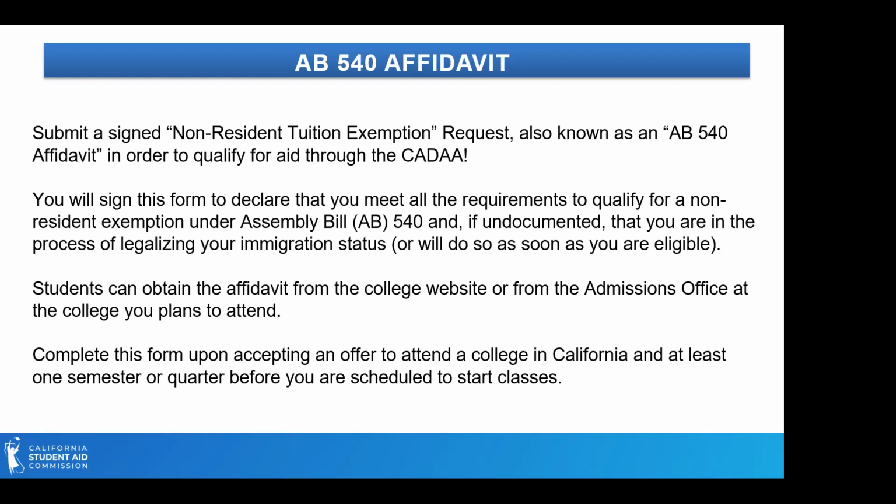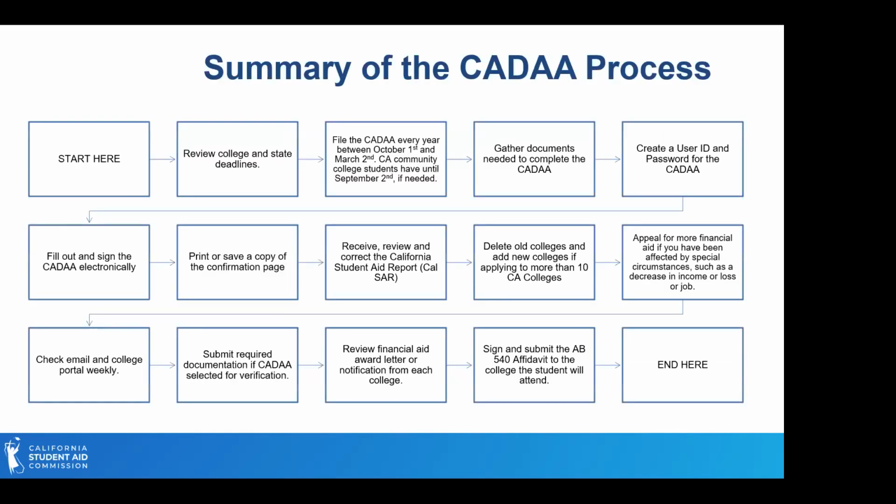This is definitely something that they will just do for the college that they're planning on attending. Oftentimes this form can be found at the financial aid office or the admissions office, or even on their college website. It's a fairly short form, I think 1 or 2 pages, that they will need to follow up and submit as one of the requirements to qualify as AB 540.